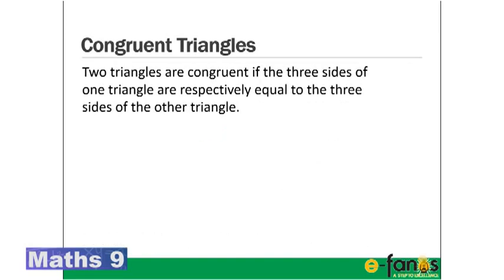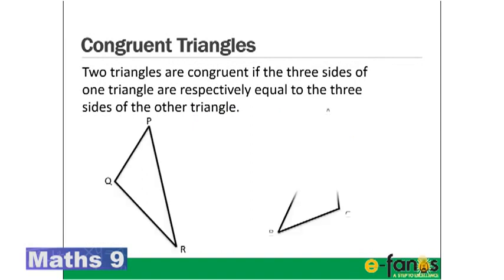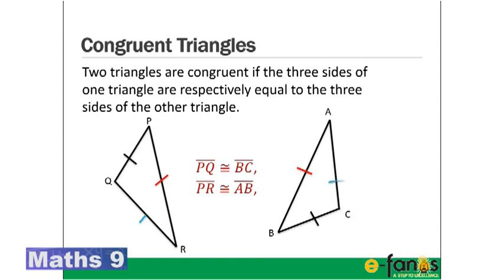Two triangles are congruent if the three sides of one triangle are respectively equal to the three sides of the other triangle. So for triangle PQR and ABC, if PQ is congruent to BC, and PR is congruent to AB, and QR is congruent to AC, then we say that triangle PQR is congruent to triangle BCA. This is the SSS rule. So if all three sides of one triangle are congruent to all three sides of the other triangle, then the two triangles are congruent.